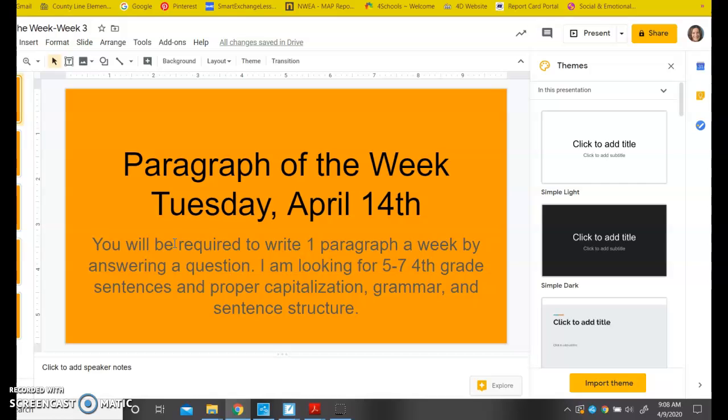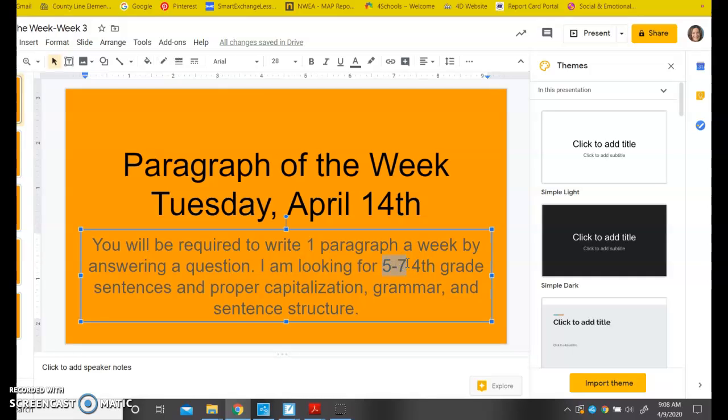Before you turn in, ask yourself, do I have 5 to 7 fourth grade sentences? If you do not, you should not turn it in until you do. Do you have proper capitalization, grammar, and sentence structure? If you do not, turn it in only when you do. As always, Mom and Dad are probably there at some point tonight. If you want them to check your work, have them check your work. Don't have them fix it for you, but if they say, oh, Jess, you are missing a capitalization in your second sentence, you need to find that.